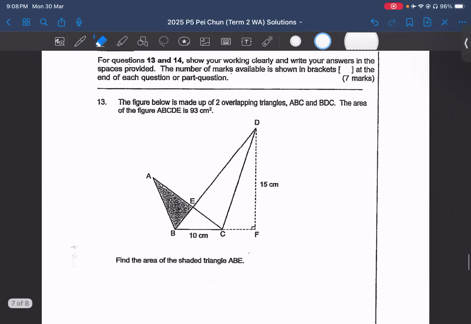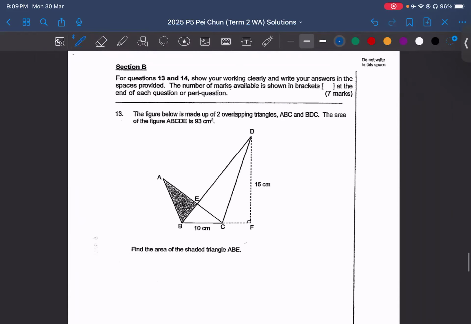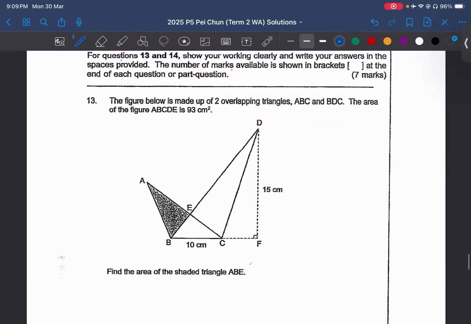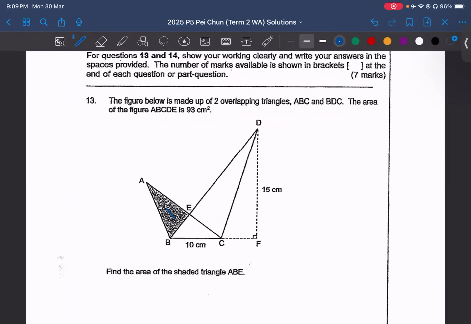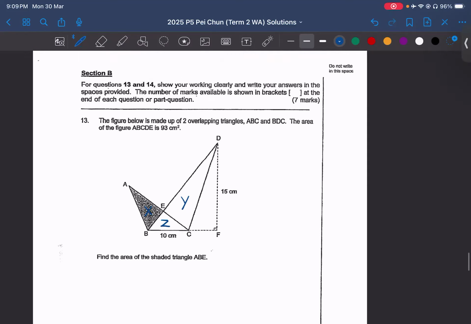So if you look at this figure, the whole figure, you can see that it's made up of three smaller triangles. So what I'm going to do first is label each of these small triangles. Here is one triangle X, which is the shaded triangle, what we want to find. Then there's another triangle here, I call it Y, and the last triangle, which is the overlapping portion of the two triangles, I'm going to label it part C.